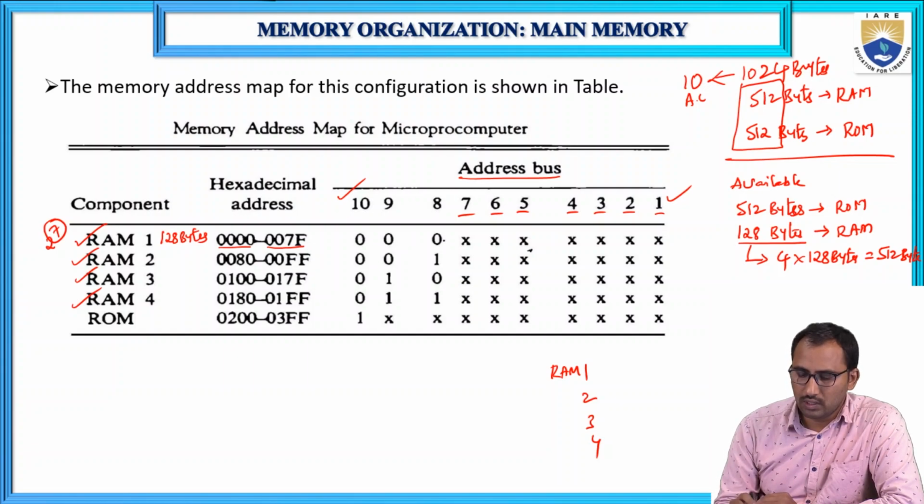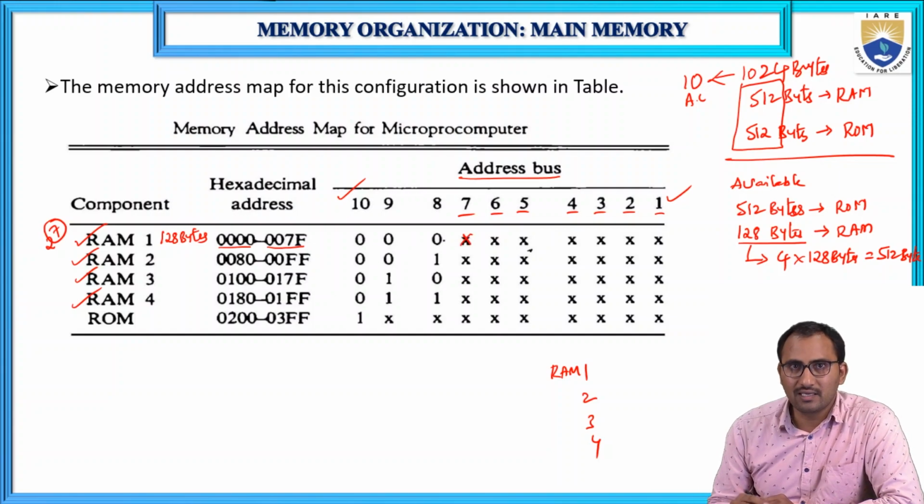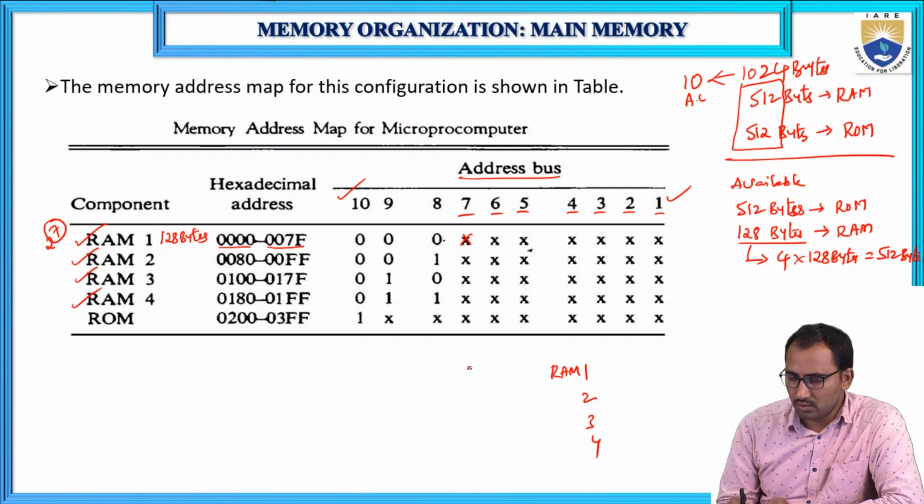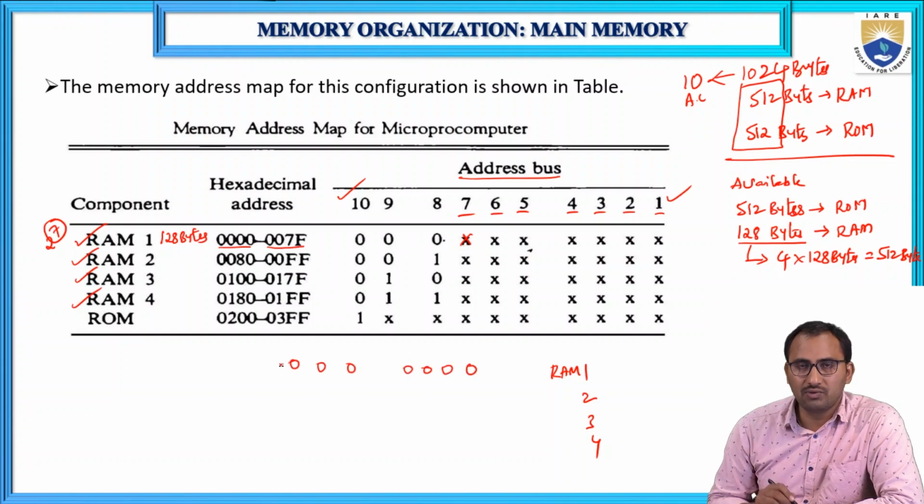Okay. So that means the starting address. Here X represents, what is X? X represents either 0 or 1. So the starting address will be all zeros, and the ending address will be all ones.